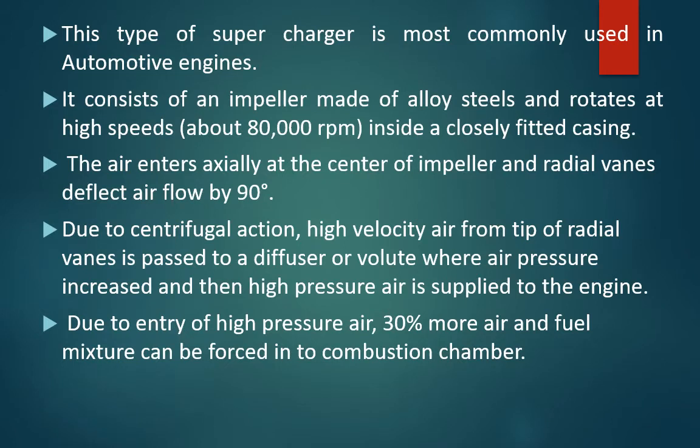This type of supercharger is mostly used in automotive engines. It consists of an impeller made of alloy steel that rotates at high speed, usually 80,000 rpm, inside a closely fitted casing. The air enters axially from the center of the impeller and is deflected radially at 90 degrees. Due to the centrifugal action, the high velocity air from the tip of the radial vanes is passed to a diffuser or volute, where the air pressure increases, and then the high pressure air is supplied to the engine. Due to the entry of high pressure air, 30% more air and fuel mixture can be forced into the combustion chamber.